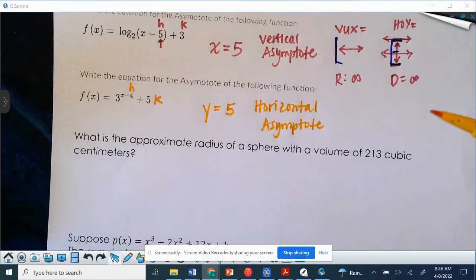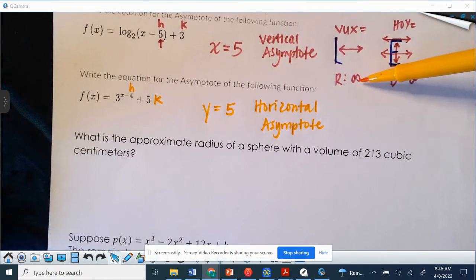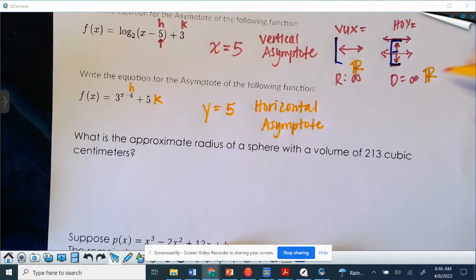And again, just a reminder, your range for log is always all real numbers, or infinite. So all real numbers is written like this, all real numbers for the domain for exponential.